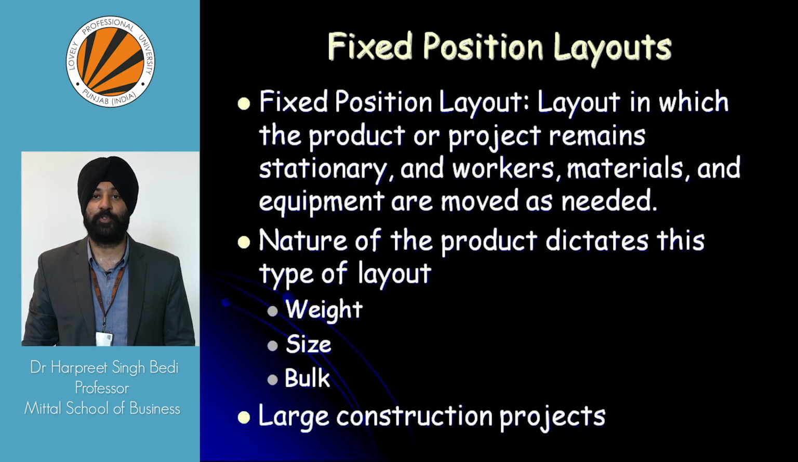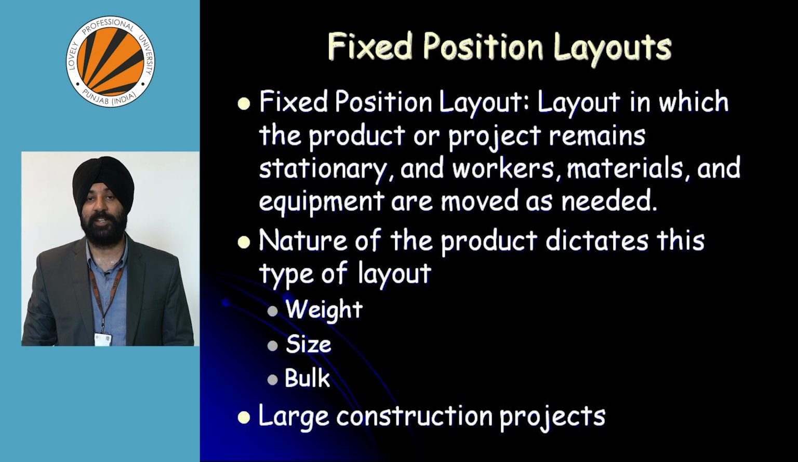The third kind of layout is called a fixed position layout. Fixed position layout is a kind of layout where the product is static, and only machines, equipment, and other things are put to the final product. We have seen construction of a dam, bridges, or buildings as examples of a fixed position layout, where the product remains static. All machines, equipment, and men are put to the site, they perform their task, and after that they are sent back to their respective locations.